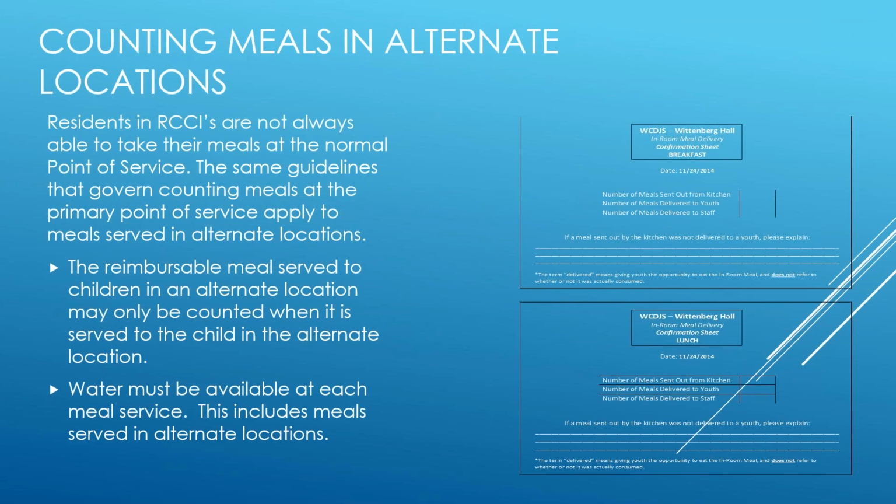Counting meals in alternate locations. For whatever reason, sometimes the residents of RCCIs may not be able to come to the primary location point of service, which is usually the dining area or kitchen. Sometimes they have to take meals in solitary confinement, or they may have to take meals on cabin. So when meals are served to those kids in those locations, they, just like every other meal, have to be counted when they're served to the child in that alternate location. They cannot be pre-counted and then sent. They must be counted when they're served to that child.